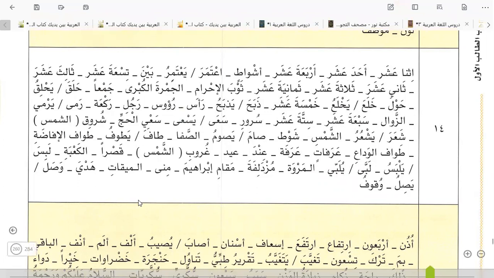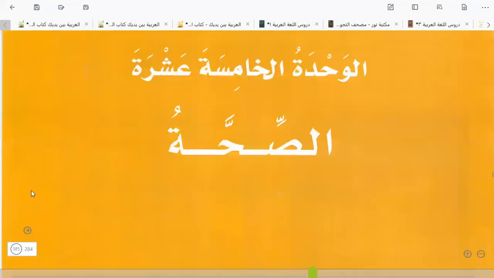Muzdalifa is the name of a place too. Maqam Ibrahim is also a spot in the Haram. Mina, name of place. Al-Miqat is also a place. Hadiya, sacrifice. Wasala, he reached. Yasilu, he is reaching. Wuquf, stay.